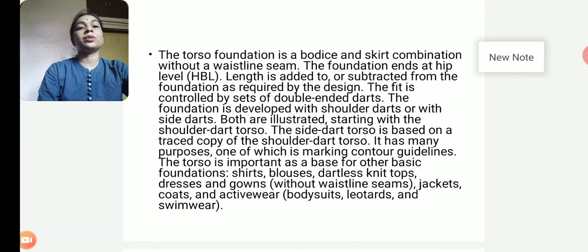The torso is important as a base for other basic foundations: shirts, blouses, dartless knit tops, dresses and gowns without waistline seams, jackets, coats, and activewear like bodysuits, leotards and swimwear also.